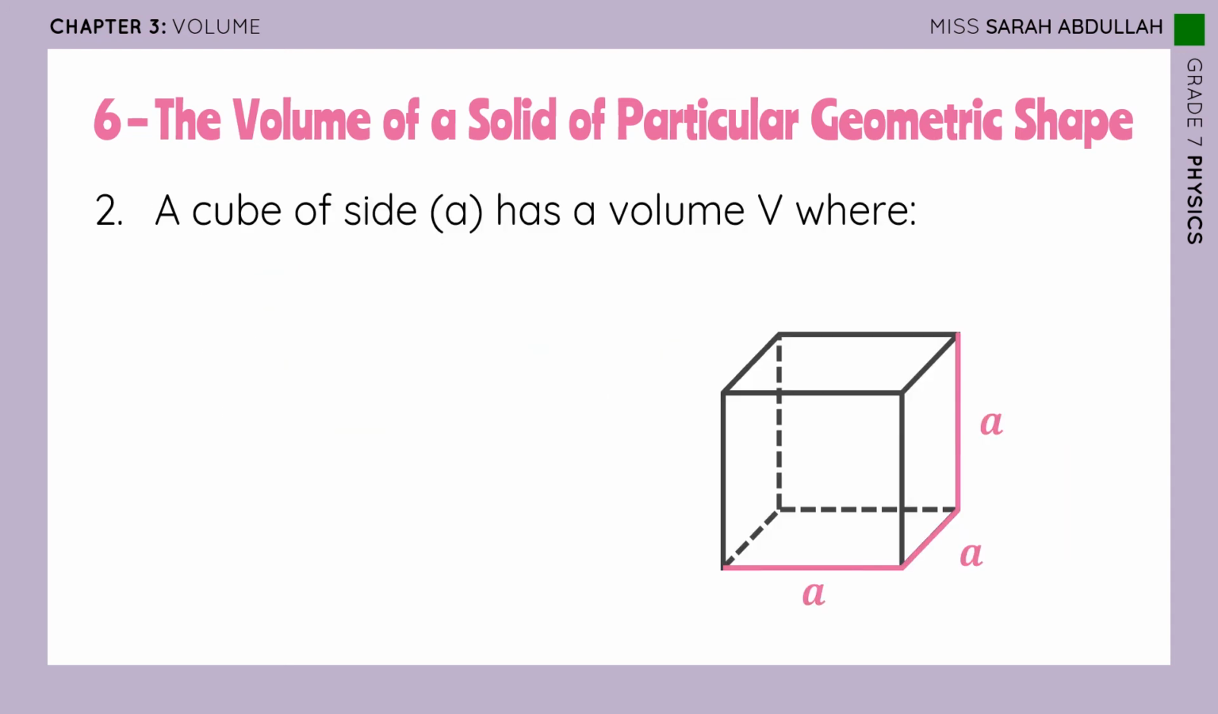Now we need to find the volume of a cube. A cube also has a length, a width, and a height. But what is special about a cube is that the length, the width, and the height are all the same. All the sides are equal in a cube. To find the volume, I can do V equals A times B times C. But in this case, A, B, and C are the same, so I call them all A. The volume of a cube is A multiplied by A and multiplied by another A.